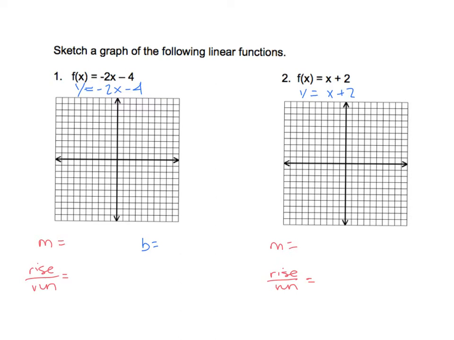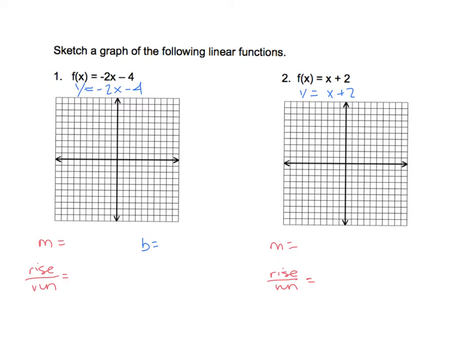Sketch a graph of the following linear functions. Notice all I did here was I changed f(x) to y. That's something we've talked about before with function notation. f(x) is the same thing as saying y. So I have y = -2x - 4.